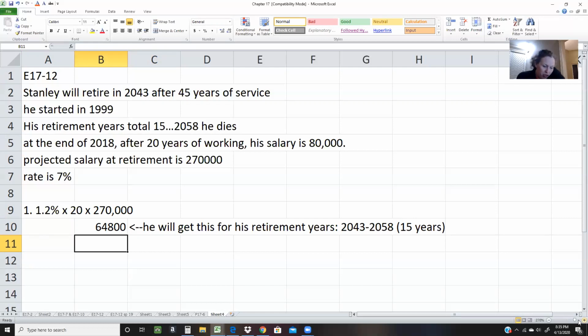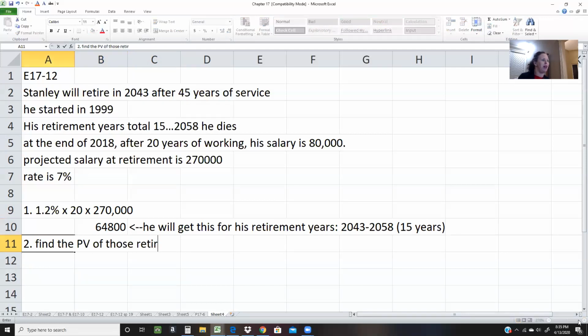Number 2 says, suppose that Clark's pension plan permits a lump sum payment at retirement in lieu of annuity payments. Determine the lump sum payment equivalent as the present value as of the retirement date of his annuity payments during the retirement period. So this would be bringing them all back to 2043. So number 2 is find the present value of those retirement payments.